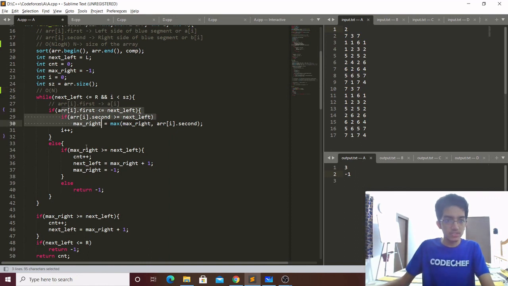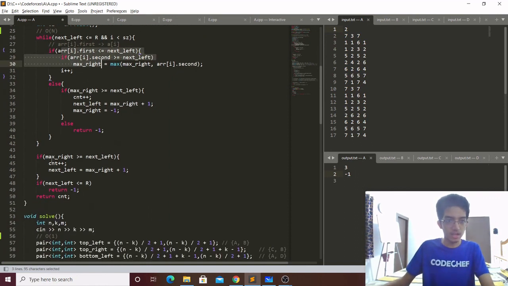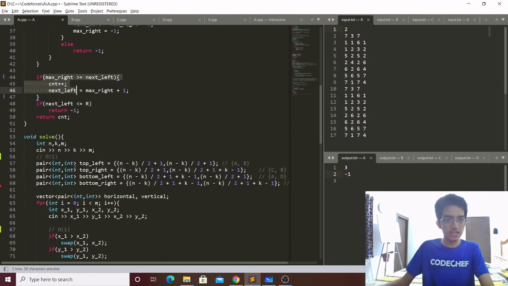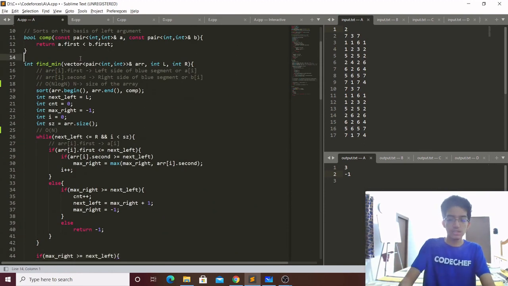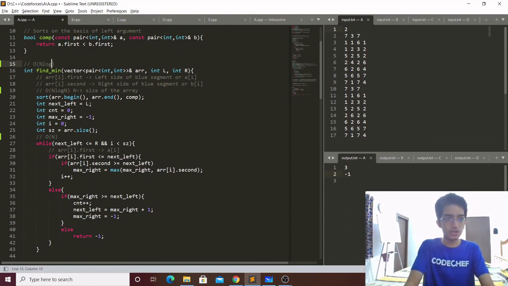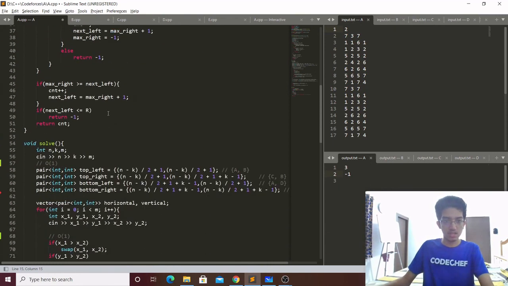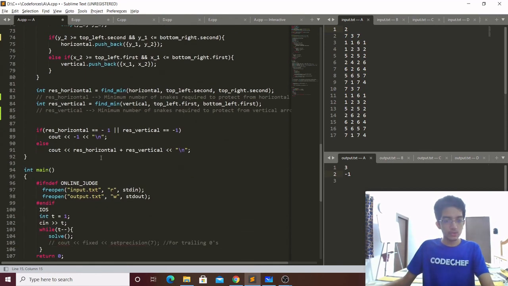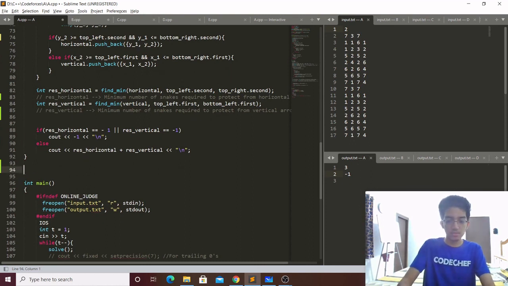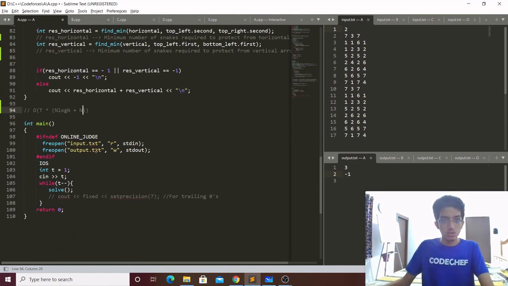In this, all of these operations take constant time only. So the find min function basically takes O of n log n for sorting plus another O of n for the iteration over the array. So the total time complexity is O of t into n log n plus n. This is the total time complexity. So I hope you understood the solution, and see you next time.